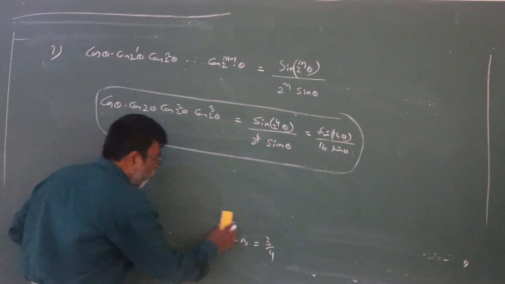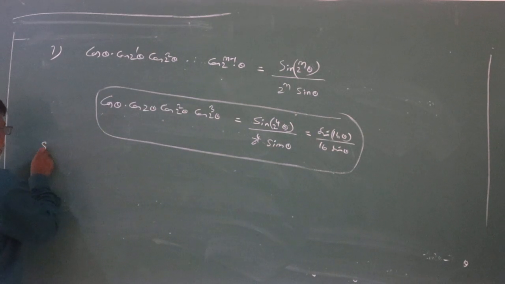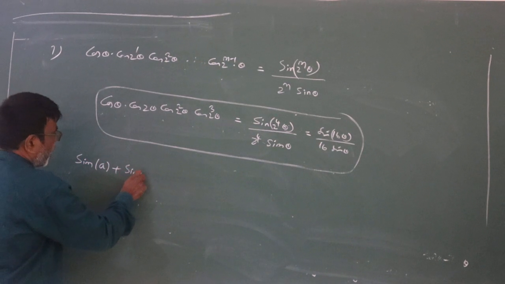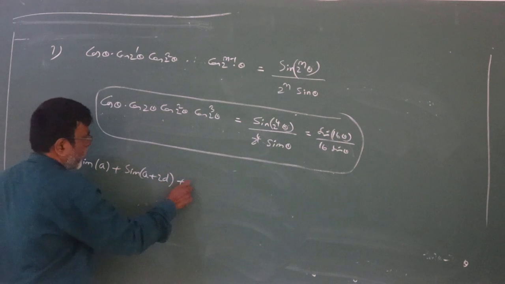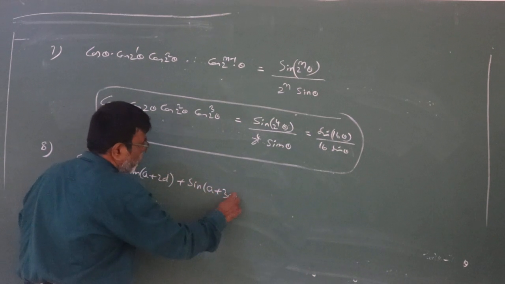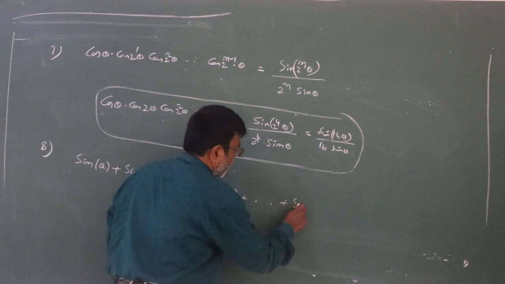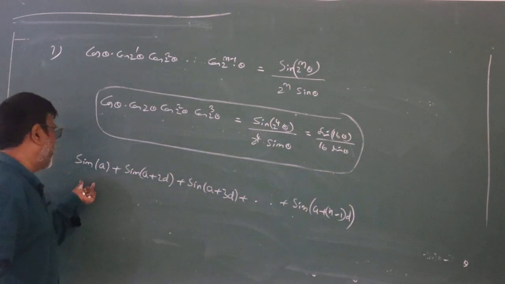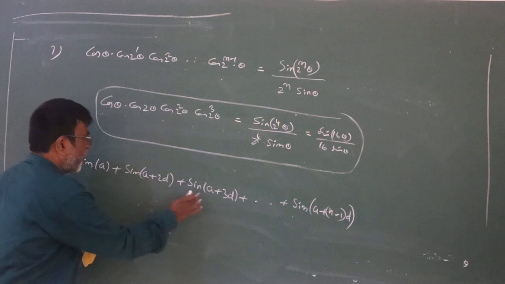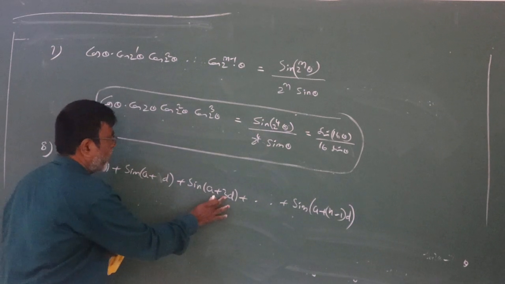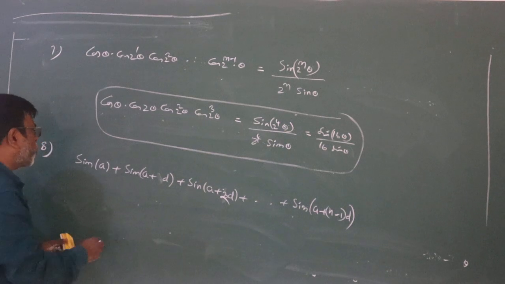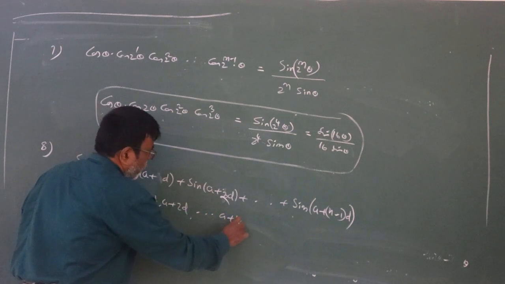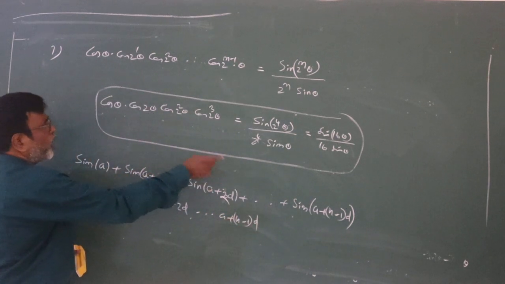Now let me explain one more shortcut like this. Suppose the 8th shortcut is like this. Sin a, the first term, sin(a + d), sin(a + 2d), now sin(a + 3d), and so on up to sin(a + (n − 1)d). So the angles a, a + d, a + 2d, and so on up to a + (n − 1)d are in arithmetic progression.